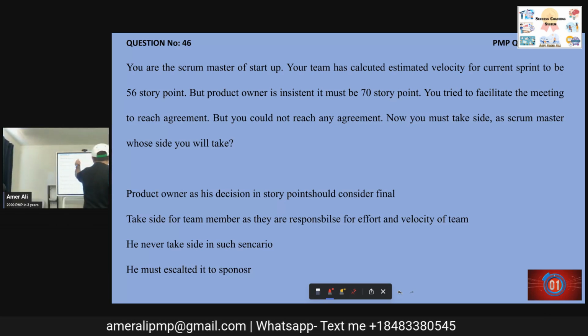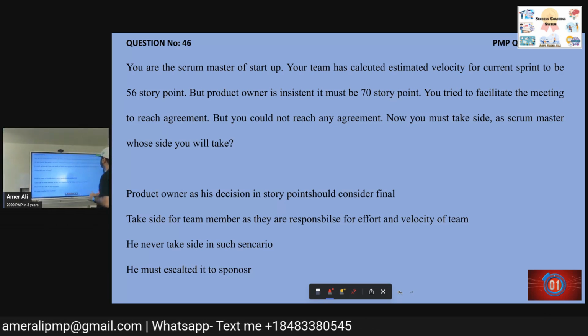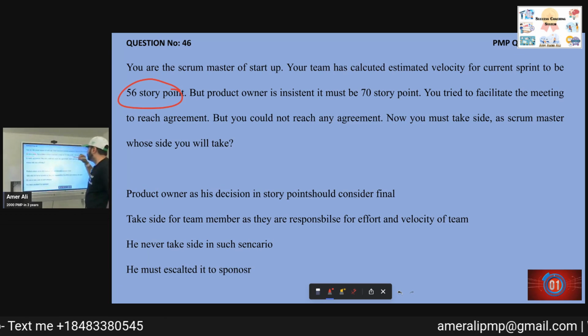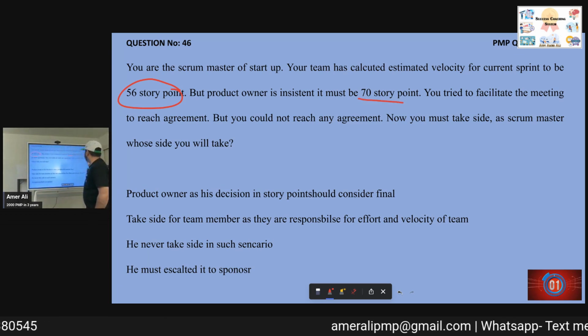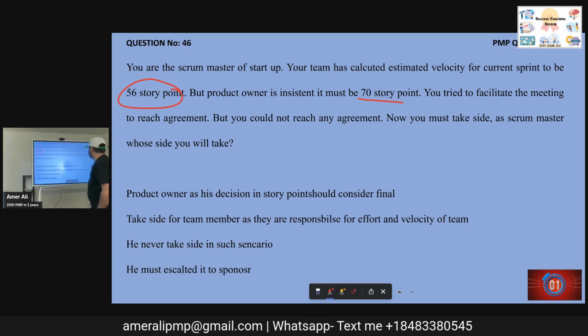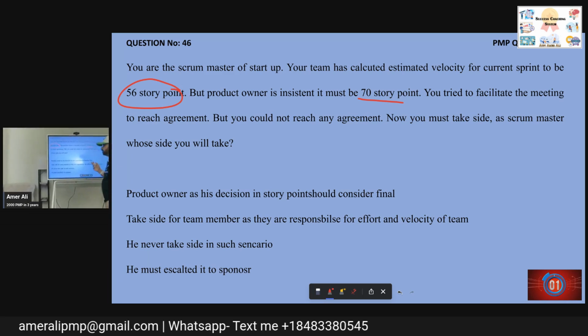You're the Scrum Master of a startup. Your team has estimated the velocity of the current sprint to be 56 points, but the product owner is insistent it should be 70 points. You try to facilitate the meeting, but you could not reach an agreement. Now you must take a side. As a Scrum Master, whose side will you take?